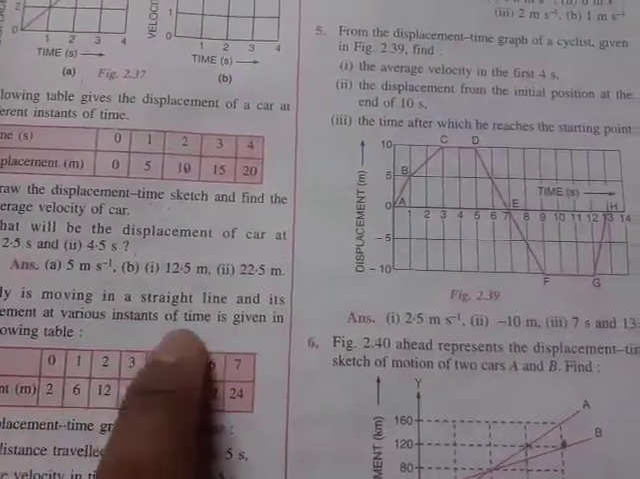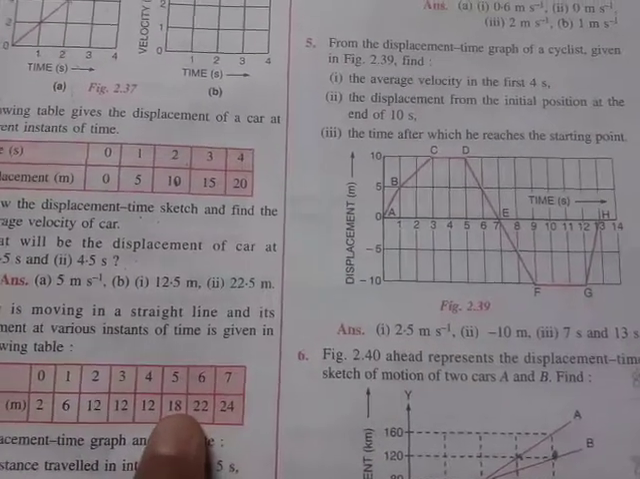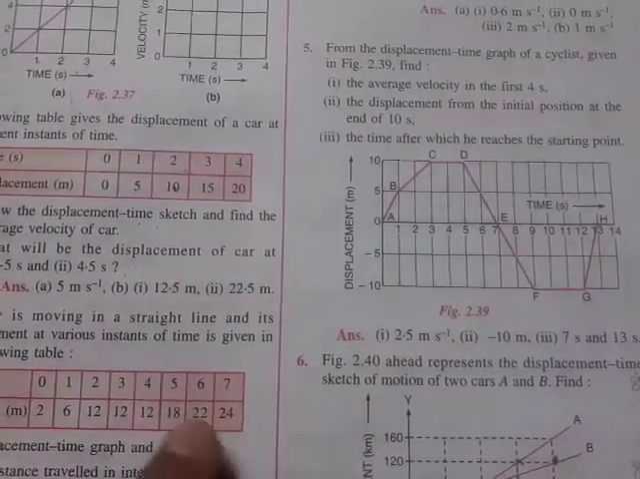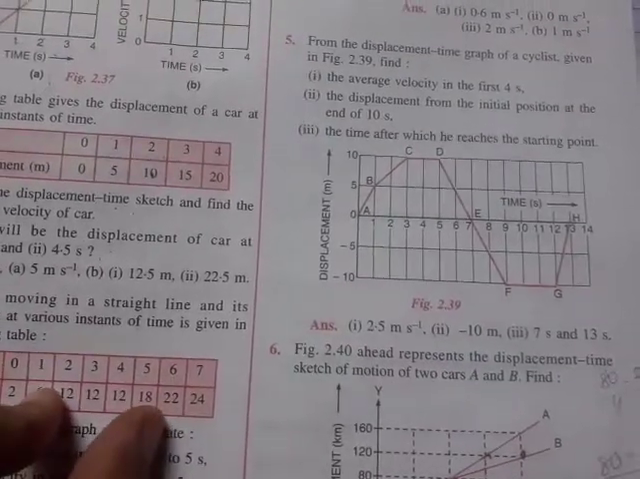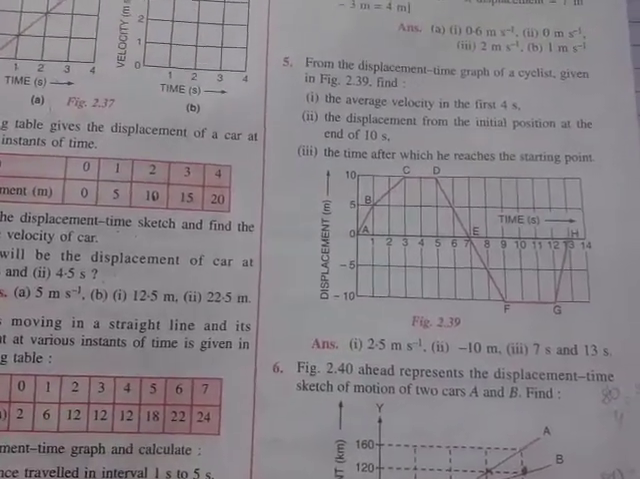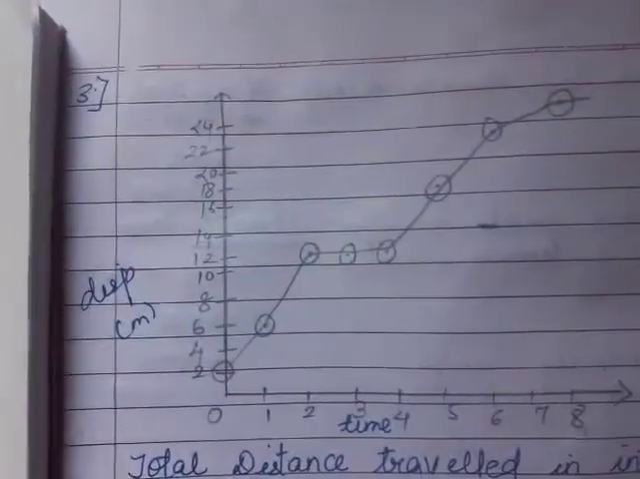Okay, 6 meters, and at 5 it is 18. So 18 minus 6 will give me what? If I want to calculate the displacement over the time interval from 1 to 5, obviously I will subtract. So it will be 12 meters. How much will it be? 12 meters. So here you can see 18 minus 6.